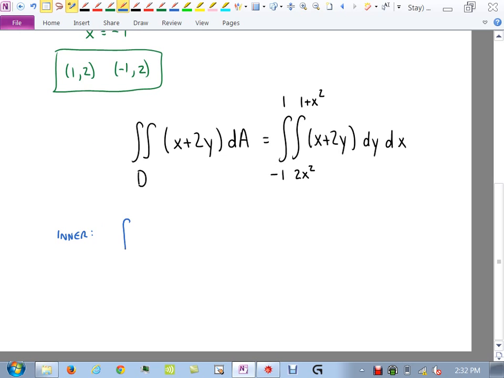The inner integral is the integral from 2x squared to 1 plus x squared of x plus 2y dy. So I need to integrate with respect to y first. What's the antiderivative of x with respect to y? Xy. What's the antiderivative of 2y with respect to y? Y squared. I'm going to now evaluate that.